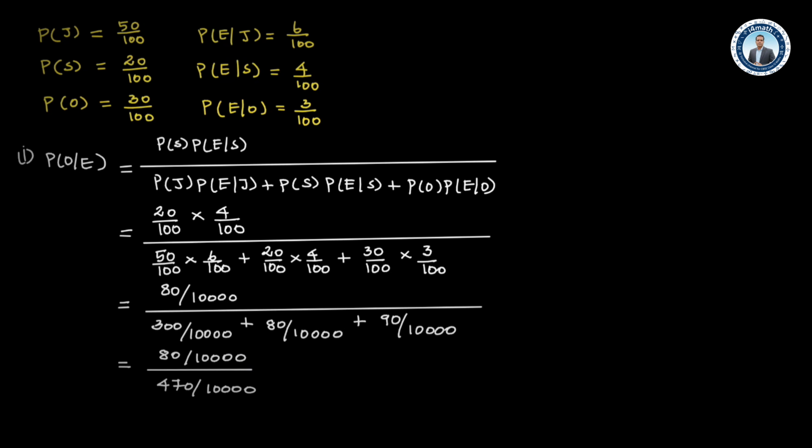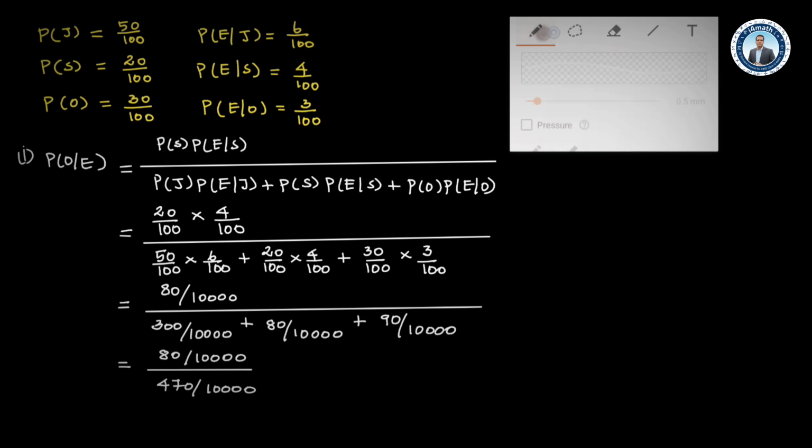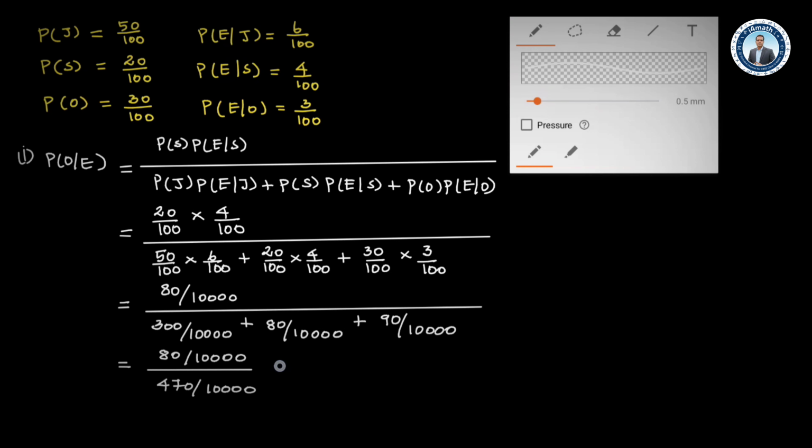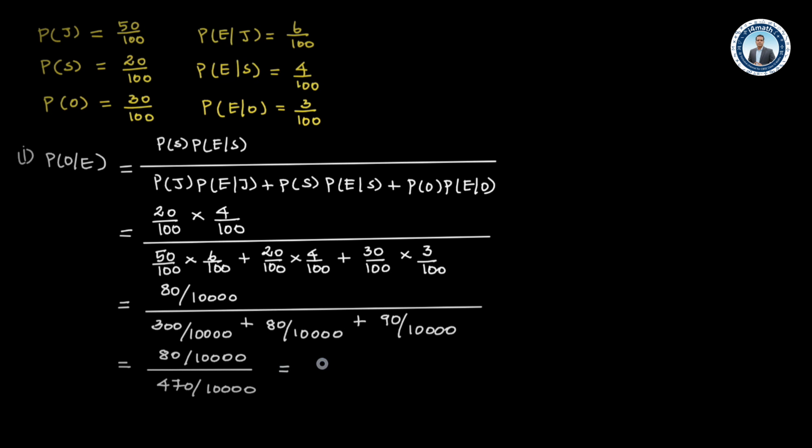You see the denominator, it's all like fractions. So directly add the numerators, 300 plus 80 plus 90, that is 470, the whole divided by 10,000. Now you cancel 10,000 and 10,000. So what will happen? 80 divided by 470 will be the answer. Again we can cancel the numerator and denominator by 10. So you will get the answer 8 by 47.